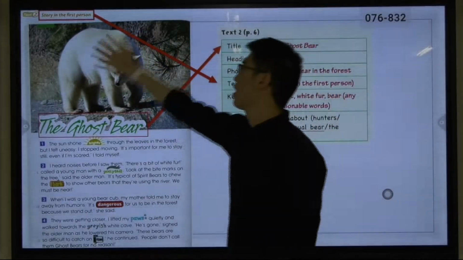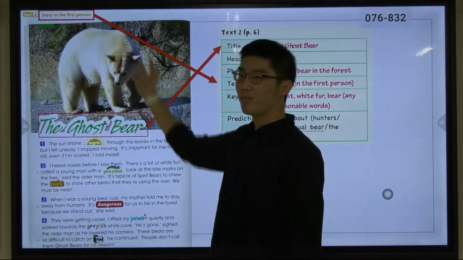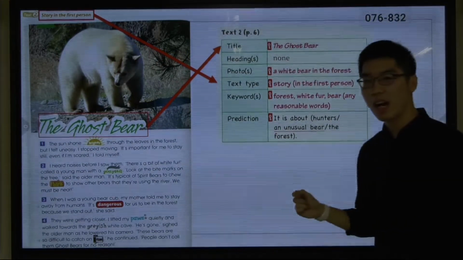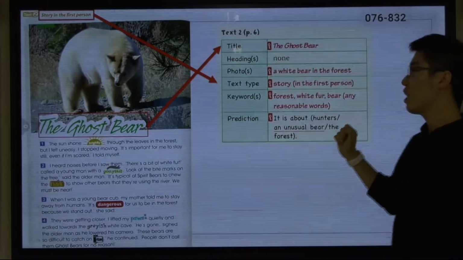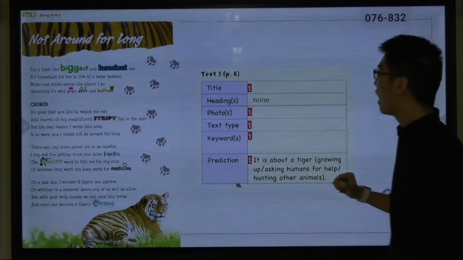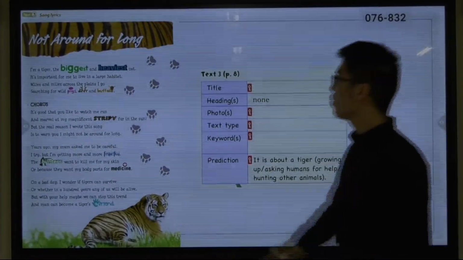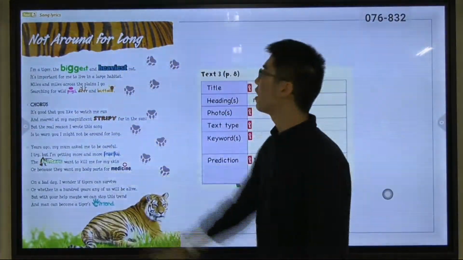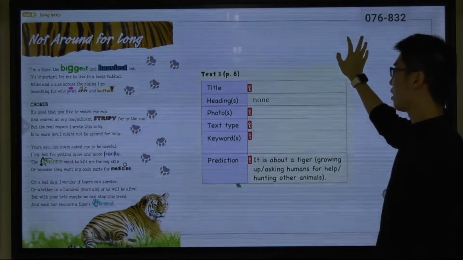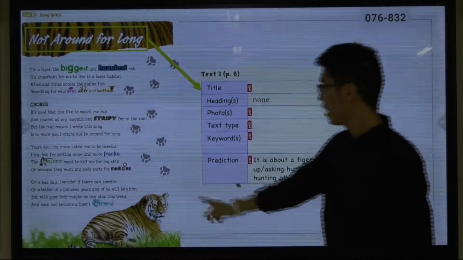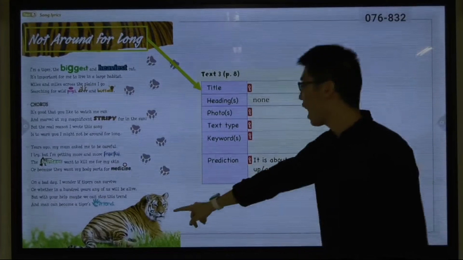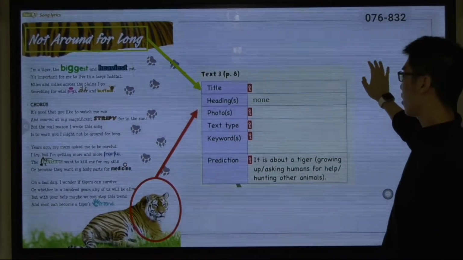You can see this famous star, okay? This main character is a what? Unusual bear. So usually bears are brown or black in color, okay, in the forest. So for here, it's just simply, you can see this is the title, and then the left corner is what? It's the text type, and then you can see a huge tiger right here. So you just write it down: photo, you can see a tiger right here, etc. Okay?